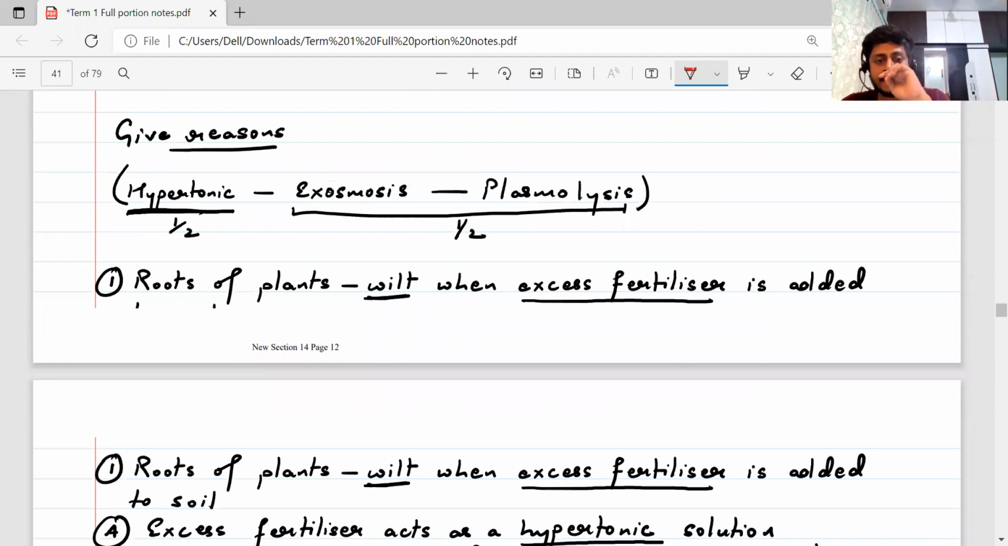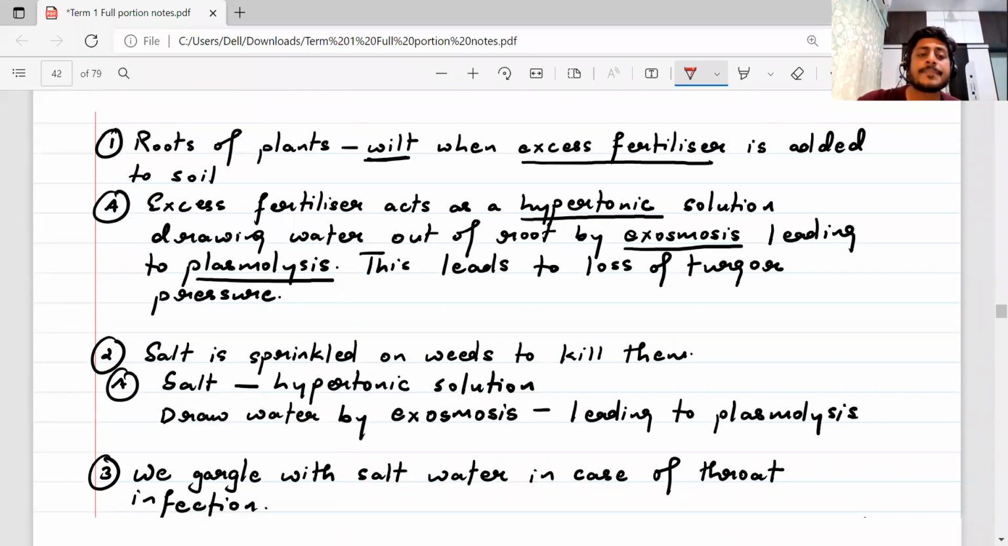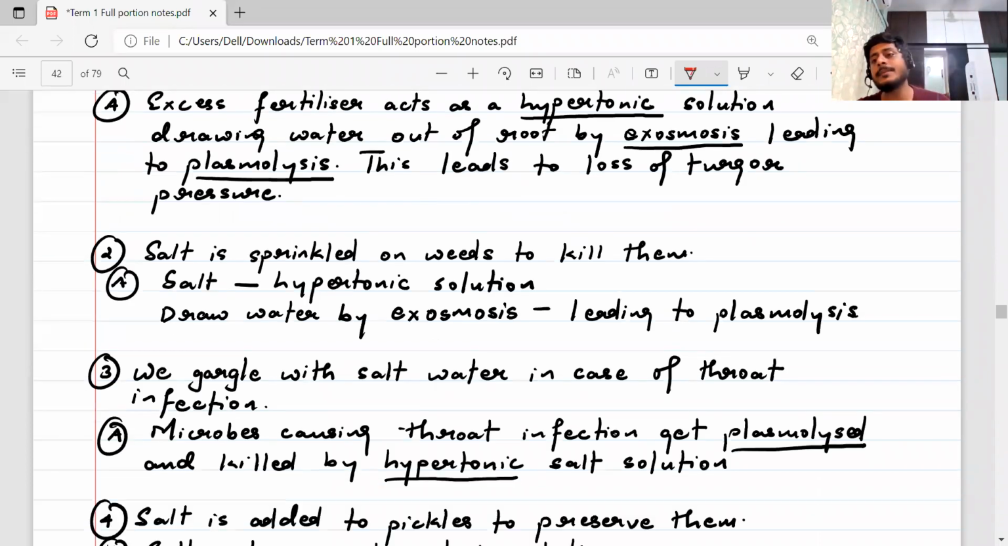The give reasons. Roots of plant wilt when excess fertilizer is added because fertilizer acts as a hypertonic solution, जिसके वजह से exosmosis होता है, plasmolysis होता है। ये marking points लिखे थे यहाँ पे: hyper, exosmosis and plasmolysis. Second वाला give reason देखा था, salt is added on weeds to kill them because salt again is hypertonic. Weeds are unwanted plants that grow in the fields. उनके ऊपर salt डालोगे तो salt will act as a hypertonic solution. उनमें से पानी बाहर आएगा by exosmosis leading to plasmolysis.